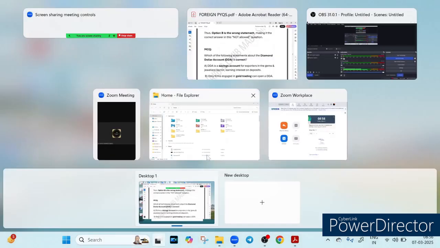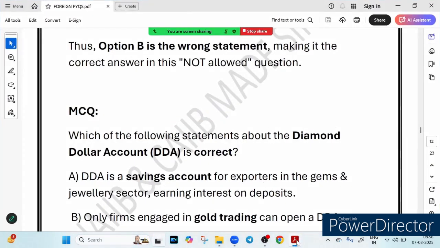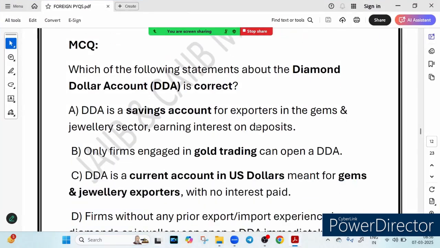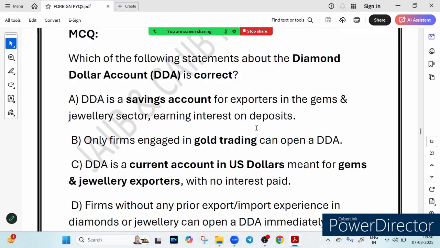Which of the following statements about DDA is correct? DDA, diamond dollar account. That is the point. Option A suggests that DDA is a savings account for exporters in the gems and jewelry sector, earning interest on deposit.